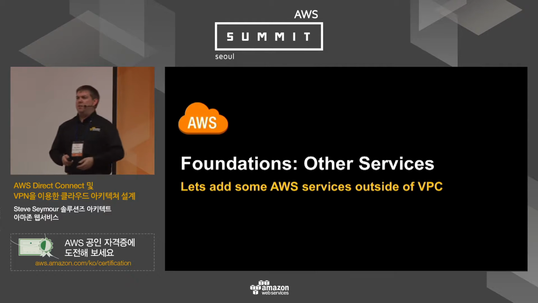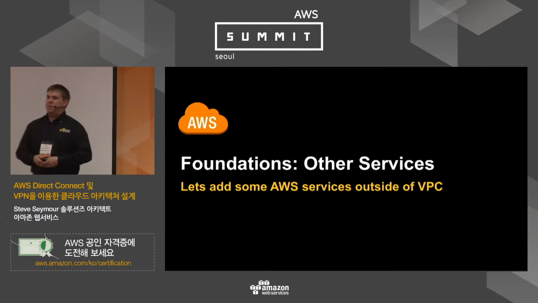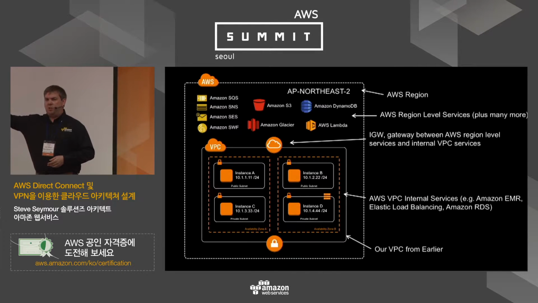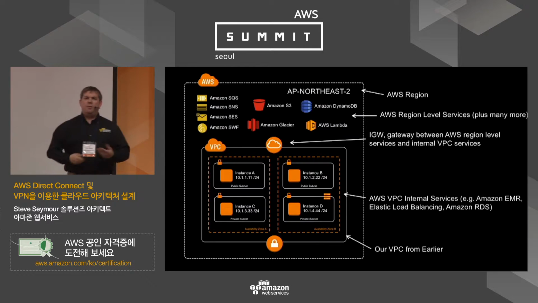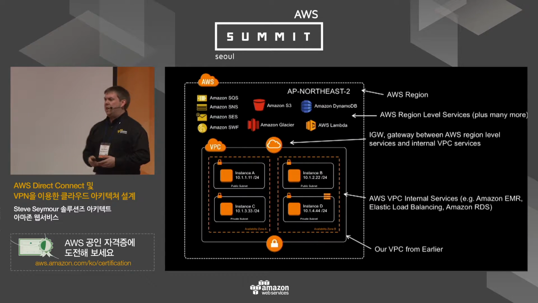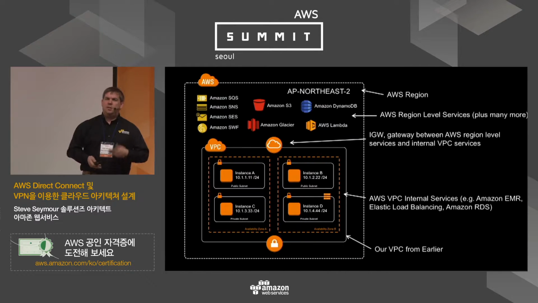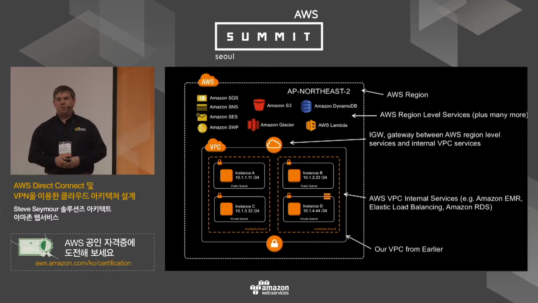But what about the other services that we have, the things that are outside of VPC? So at the bottom here, we have the VPC we just looked at, but above it, we have some of the other services which exist outside of the VPC. Services such as Amazon S3, Amazon Glacier, SQS. These are all services which have public IP addresses. How do we access those?